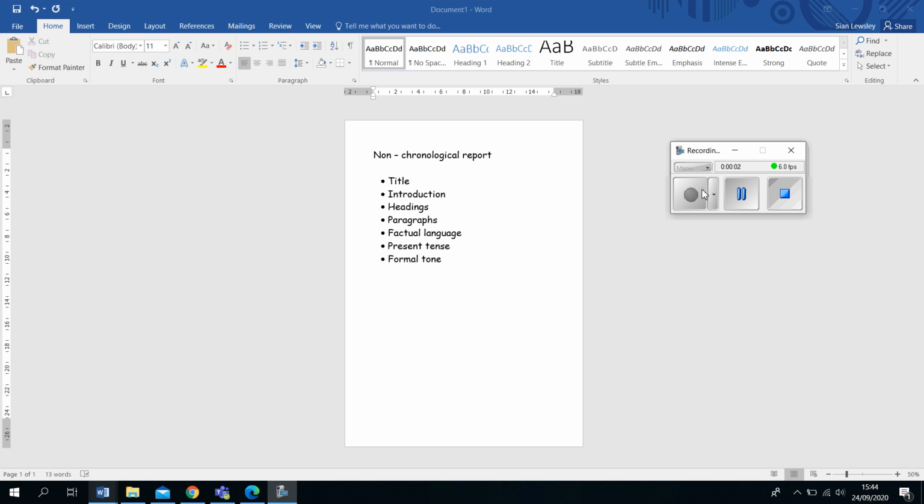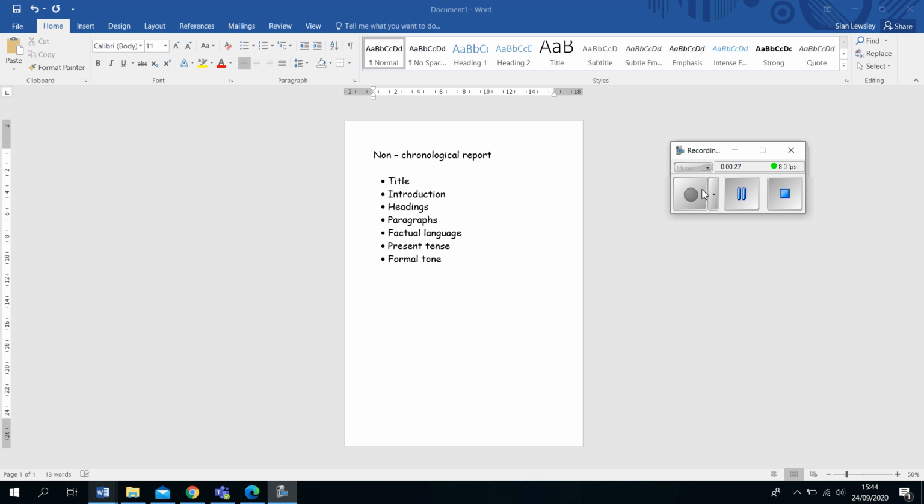Starting a unit all about non-chronological reports. And before we do anything else, we need to understand what non-chronological means. Chronological means time order. So chrono means time and logical means order. So chronological means time order. If something is non-chronological, it is not in time order.